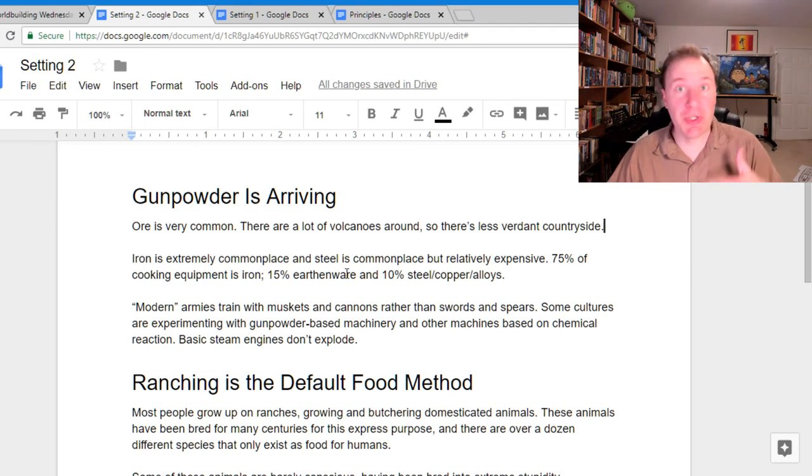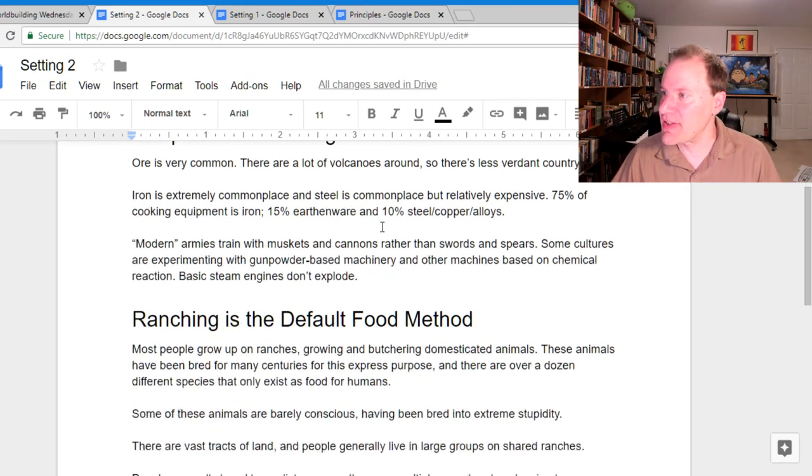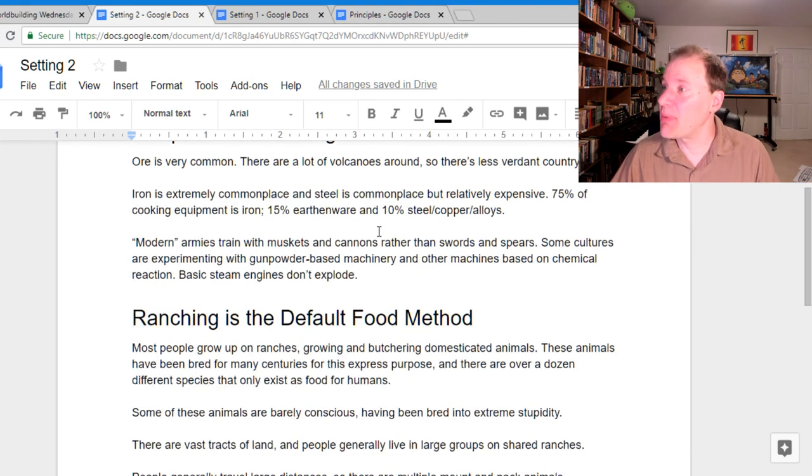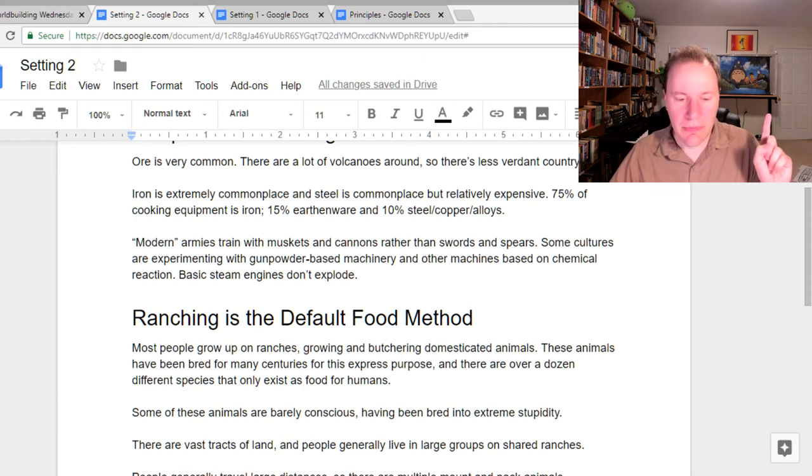Which means food is more scarce in that sense, which means folks have focused more on metal, on collecting metal, on mining metal and refining it. So iron is extremely commonplace, steel is commonplace, but relatively expensive. 3/4 of cooking equipment is iron, 15% earthenware, 10% steel, copper alloys. Okay. Modern armies train with muskets and cannons. So gunpowder is becoming the new hotness, if you will, in warfare.